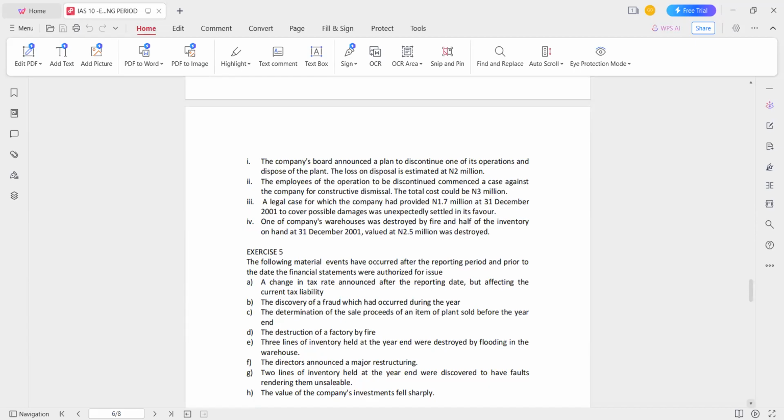Yes, you are right. As you said earlier from the examples, any property that is destroyed by fire or a natural disaster after the reporting period requires disclosure. And why are we disclosing? It affects a major part of the company assets. I hope that is clear. Any question?